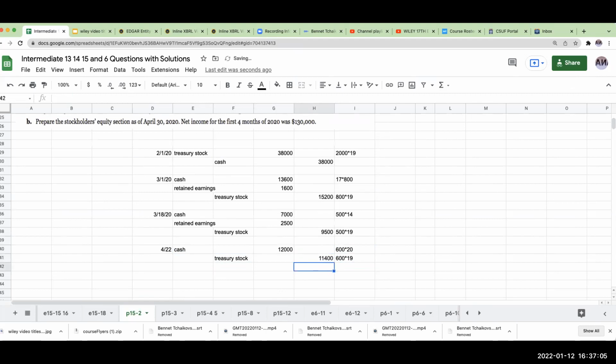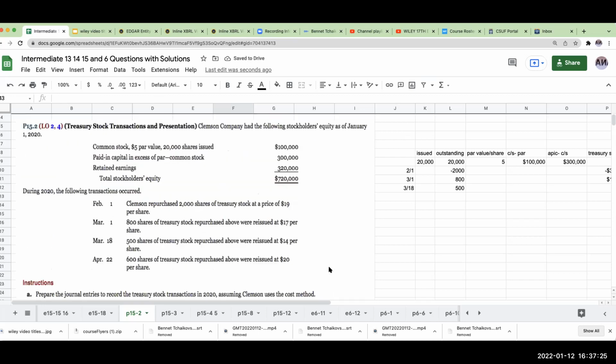Now, here we have an interesting situation because now we need a credit in order to balance this. The amount I need to balance is going to be $600, or the dollar price difference times the number of shares that I sold back. So here I'm going to credit additional paid-in capital treasury stock. Right over here, I'm crediting additional paid-in capital treasury stock.